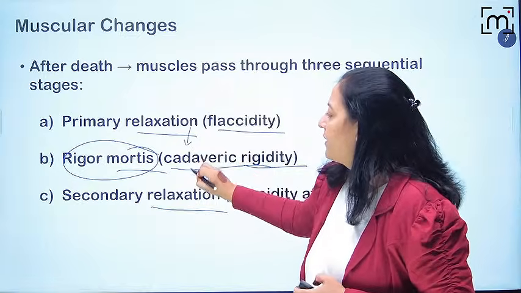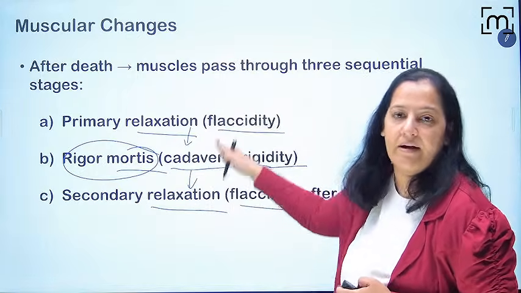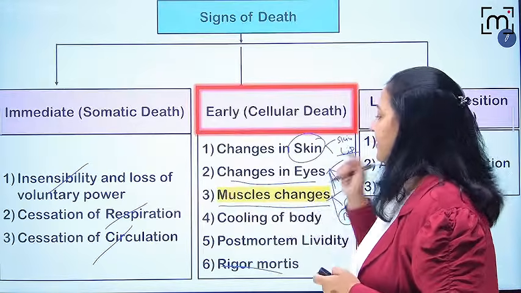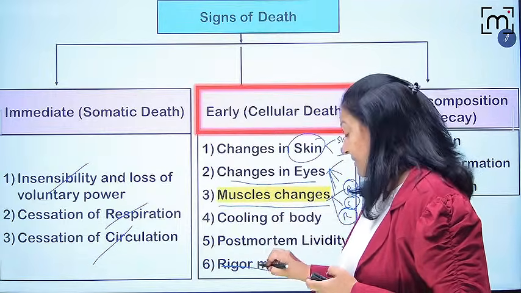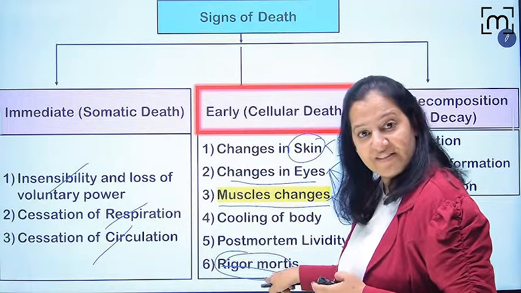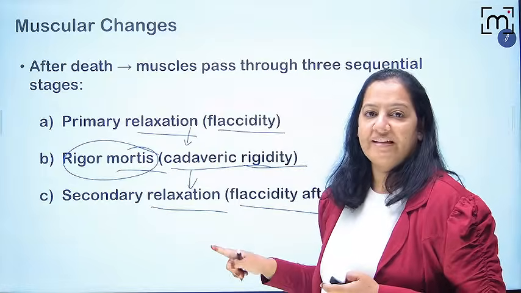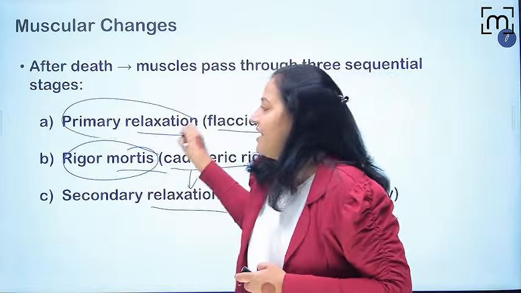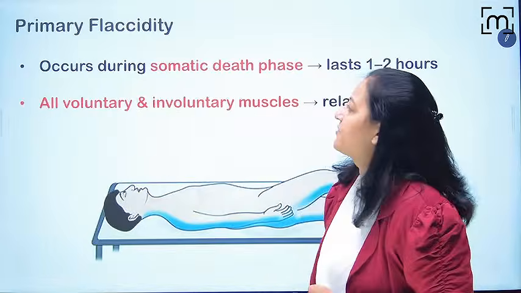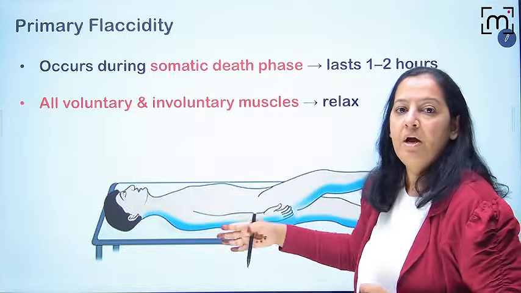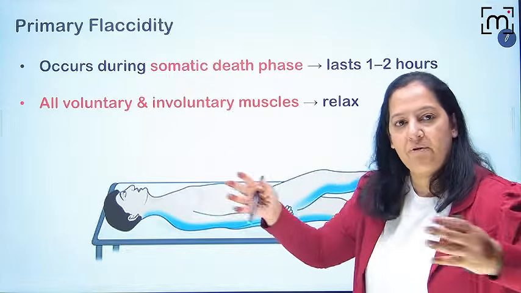So learn their names, learn the 3 phases. You can make arrows over here. Learn the sequence of their occurrence. Currently, I'm telling you only the first change, primary relaxation. Rigor mortis and secondary relaxation, I will tell you later. In primary relaxation, as soon as the death occurs, all the muscles of the body from head to toe relax. Primary flaccidity.